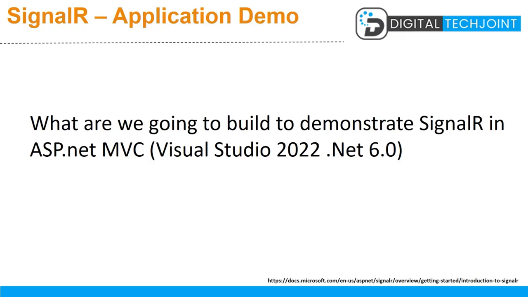So once again, I'd like to highlight the prerequisites. I'm going to use Visual Studio 2022 and .NET Framework 6.0. The SignalR library is already included in the server-side component, so you don't have to explicitly go and add this library from the NuGet package or install it.